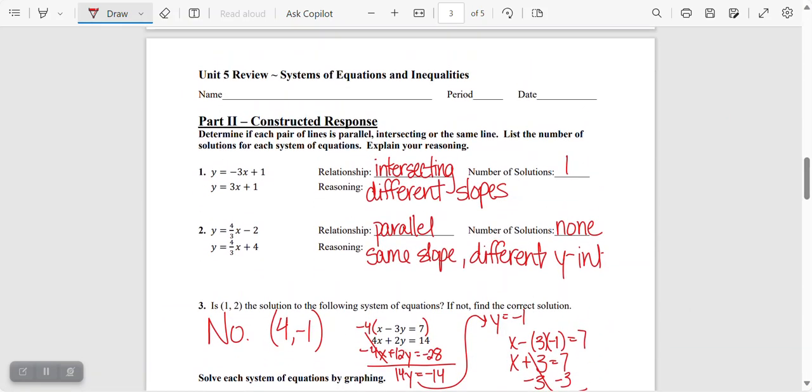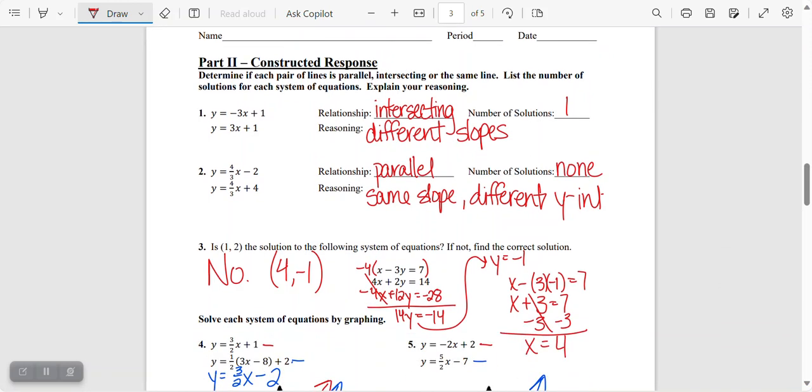All right, moving on. The next part in constructed response: when you determine if the lines are parallel, intersecting, or the same, list the number of solutions and explain. So in number 1, those are intersecting lines. They have one solution, and that's because the slopes are different. In number 2, they are parallel. They have no solutions.